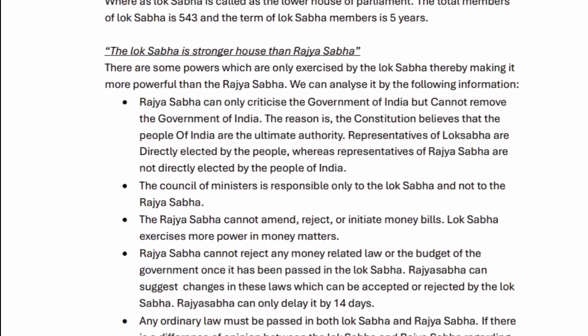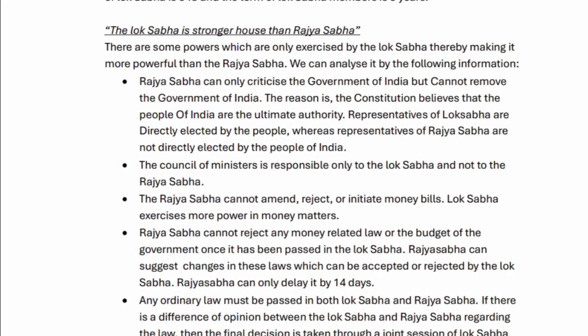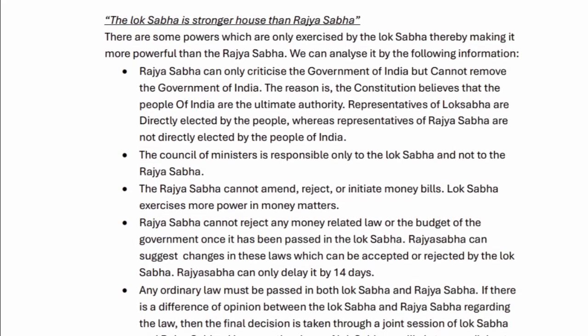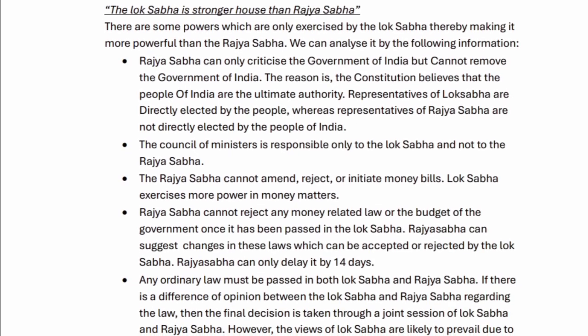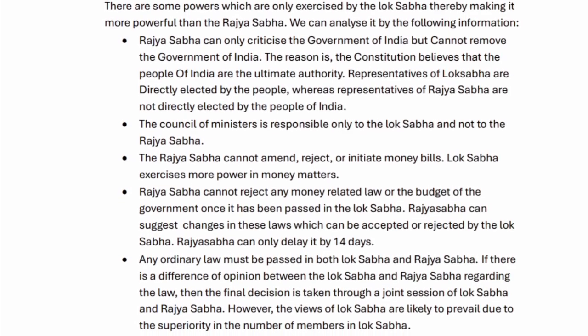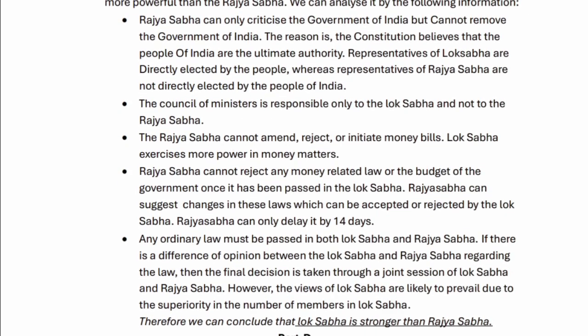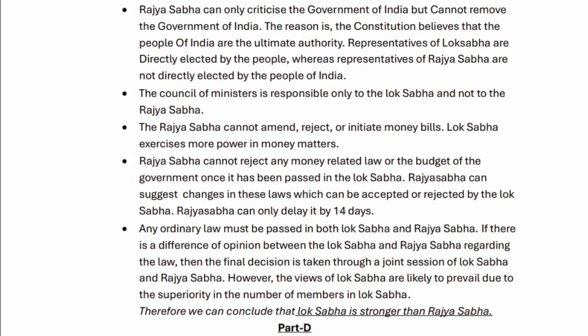Rajya Sabha can only criticize the government of India but cannot remove it. The reason is, the Constitution believes that the people of India are the ultimate authority. Representatives of Lok Sabha are directly elected by the people, whereas representatives of Rajya Sabha are not directly elected by the people of India. The Council of Ministers is responsible only to the Lok Sabha and not to the Rajya Sabha. The Rajya Sabha cannot amend, reject, or initiate money bills. Lok Sabha exercises more power in money matters.